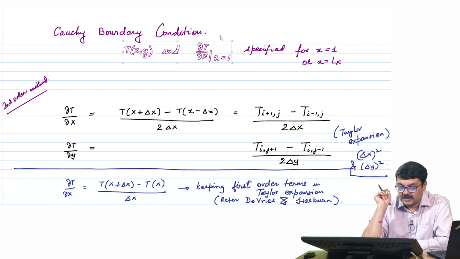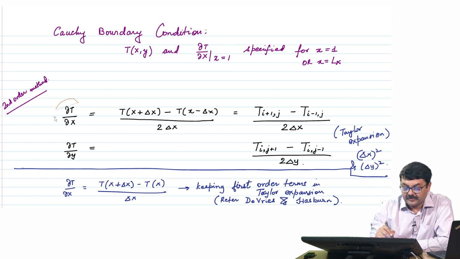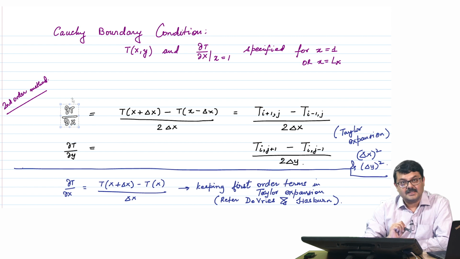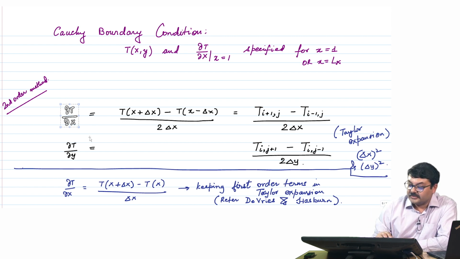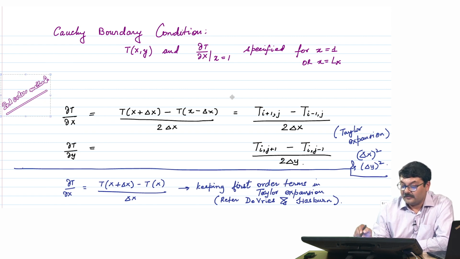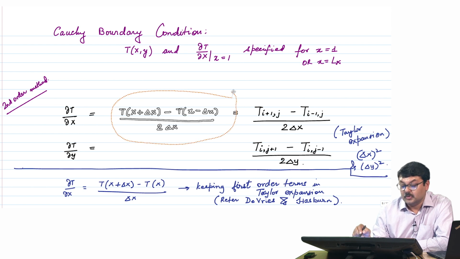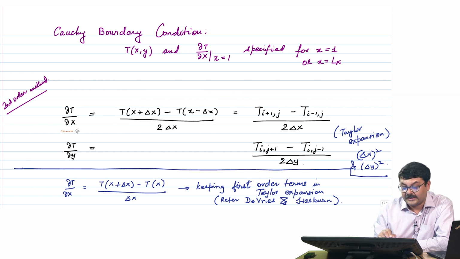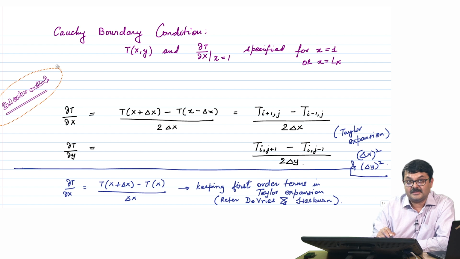Okay, coming back to our Neumann boundary condition, where we are specifying del T del x at the boundaries. Just to remind you, as per the second order scheme of Taylor expansion, you basically use such an expression for dT/dx. Though we have not discussed the second order scheme in great detail, we have not discussed it at all for that matter, it is there in the books.